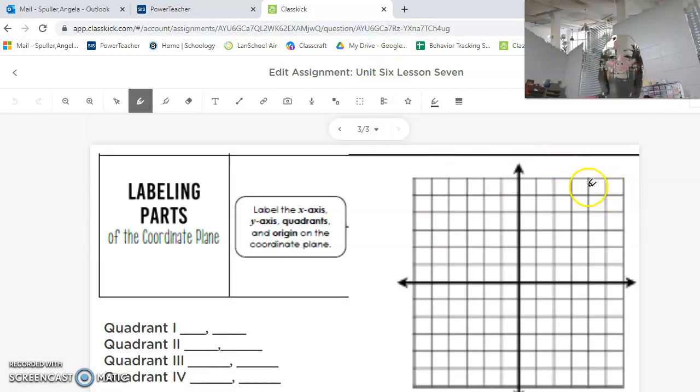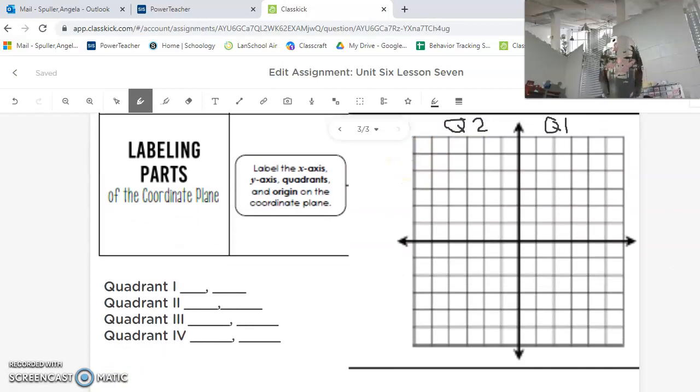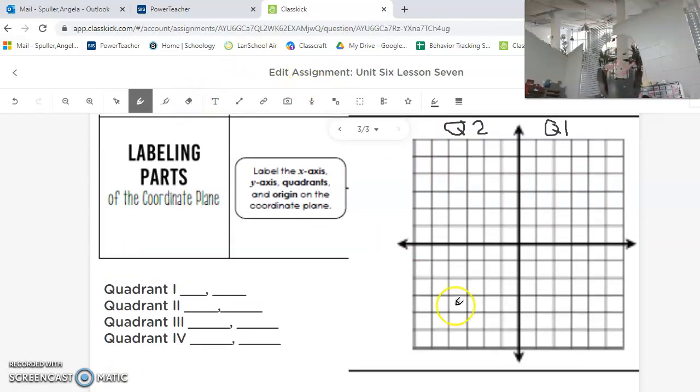All right, so now I want to show you the labeling of the quadrants. So here we would call this quadrant, and I'm just going to put Q1, okay? Here is Q2. All right, let me scoot that up just a little bit so you can see the next one. Here is quadrant 3. And this is quadrant 4. Okay. Now they want us to label all the lines.